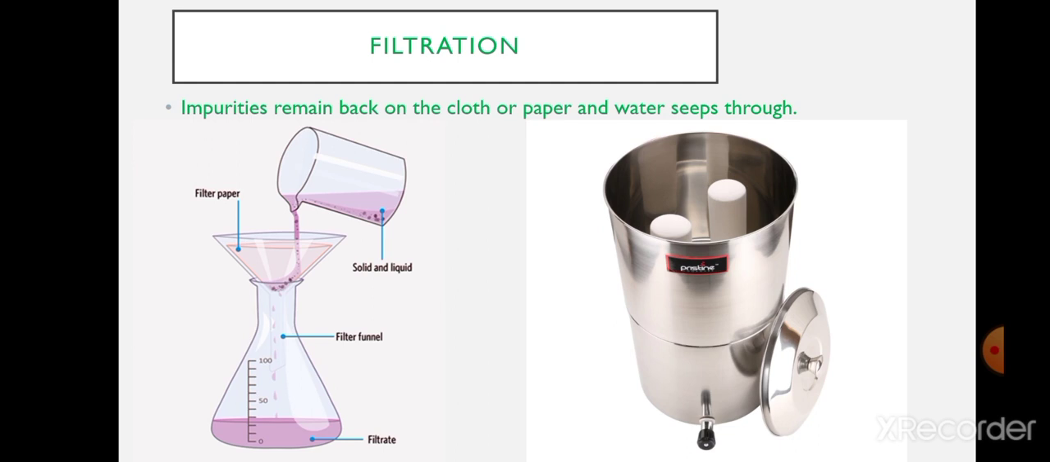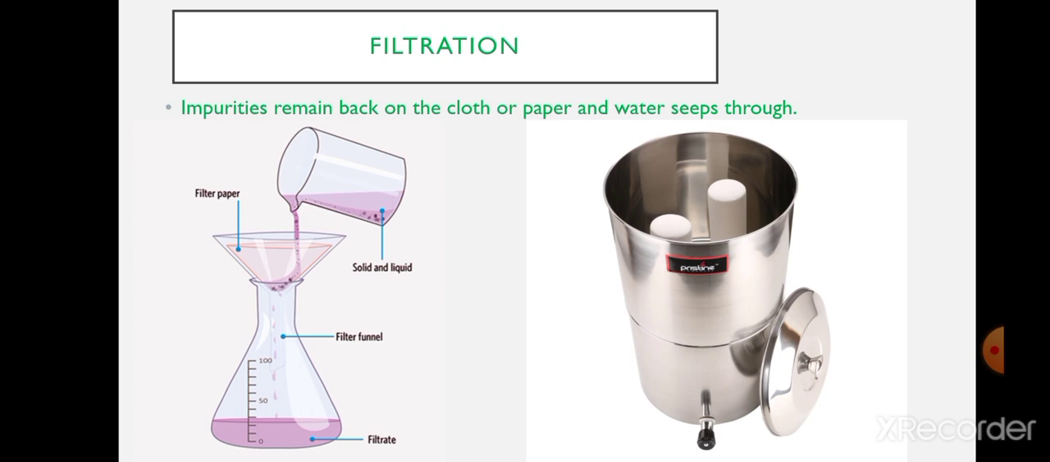Next we have the process of filtration. For this process we can use a thin cloth or filter paper to purify water. As we pour the unclean water, what happens? The impurities will be left behind on the cloth or the filter paper, and clear clean water will pass through it. This process is filtration.